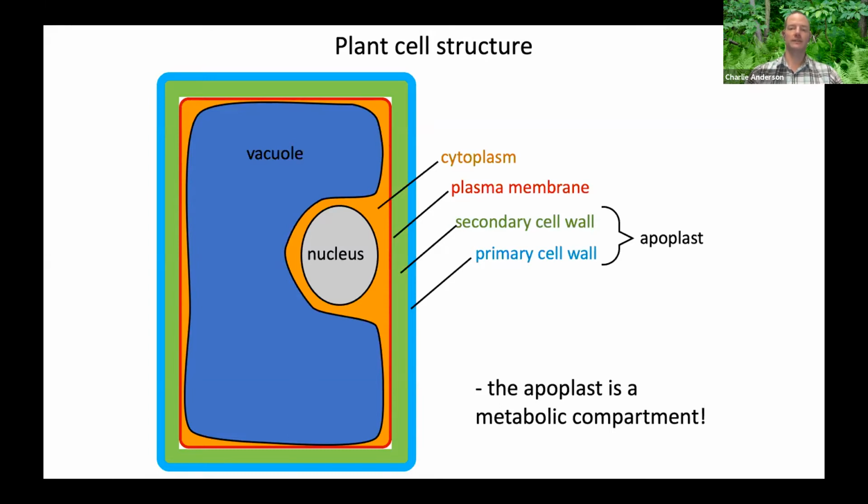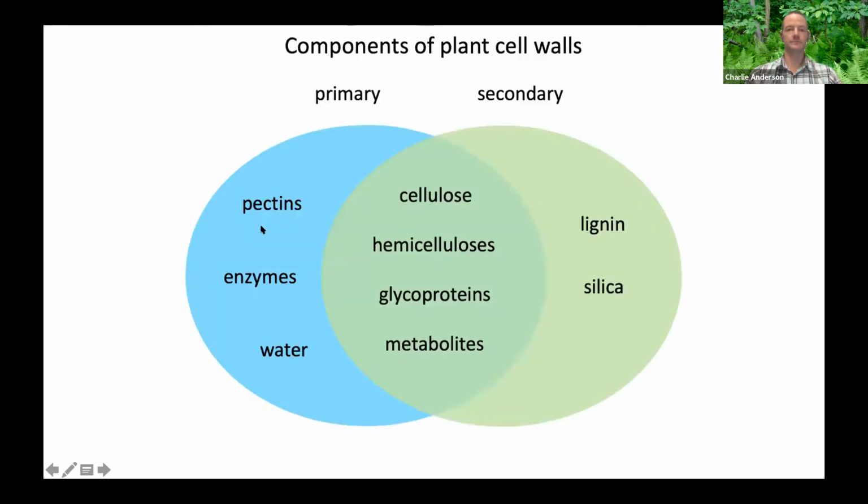And that apoplast can contain two different types of cell walls. One is called the primary wall that's produced while the plant cell is growing. And another is the secondary cell wall that's produced after the plant cell stops growing. One thing that I like to remind people is that the apoplast is a metabolic compartment. It's just a little different from the metabolism that's happening inside the plasma membrane. So plant cell walls are complex, but that complexity is fun to explore.